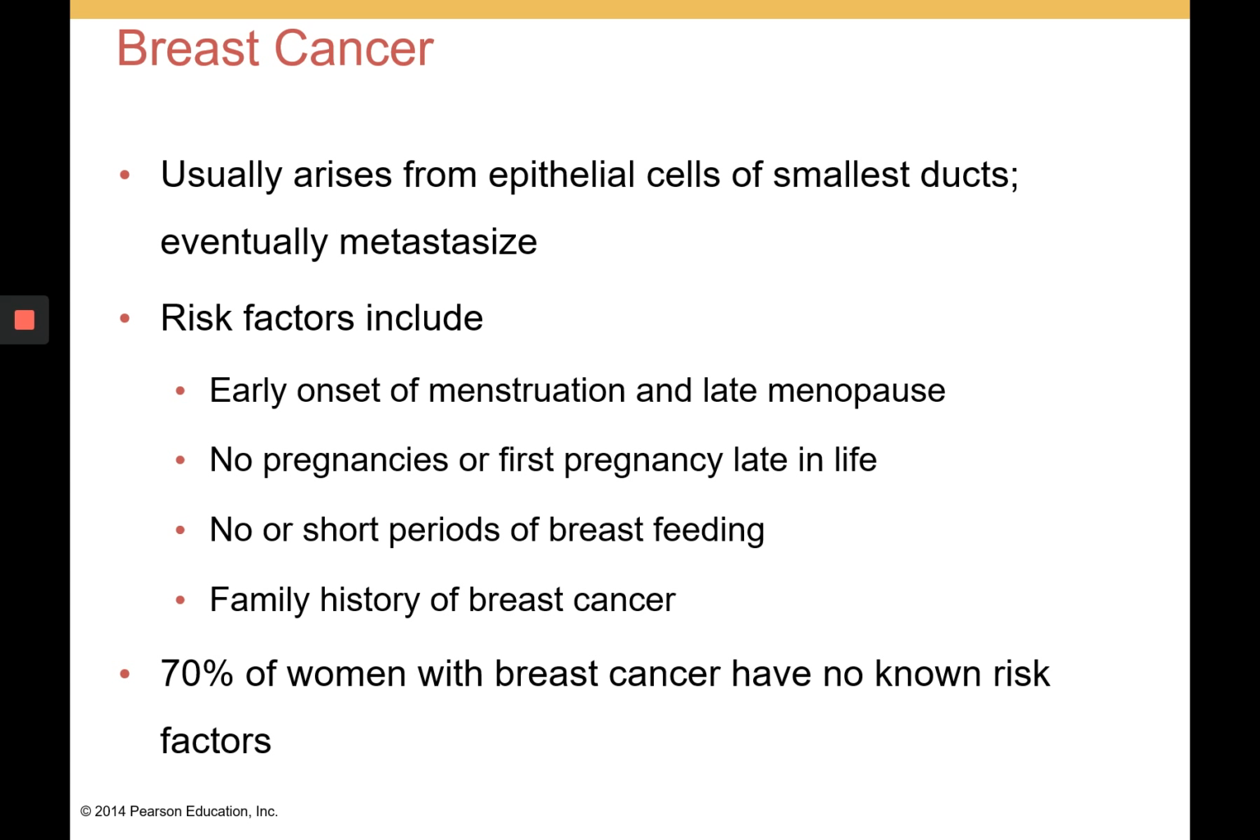So risk factors for the development of breast cancer include early onset of menstruation, late menopause, having no pregnancies, or if a woman has her first pregnancy later in life, no or short periods of breastfeeding, and especially a family history of breast cancer. We do know it has a genetic component. And about 70% of women with breast cancer have no known risk factors.